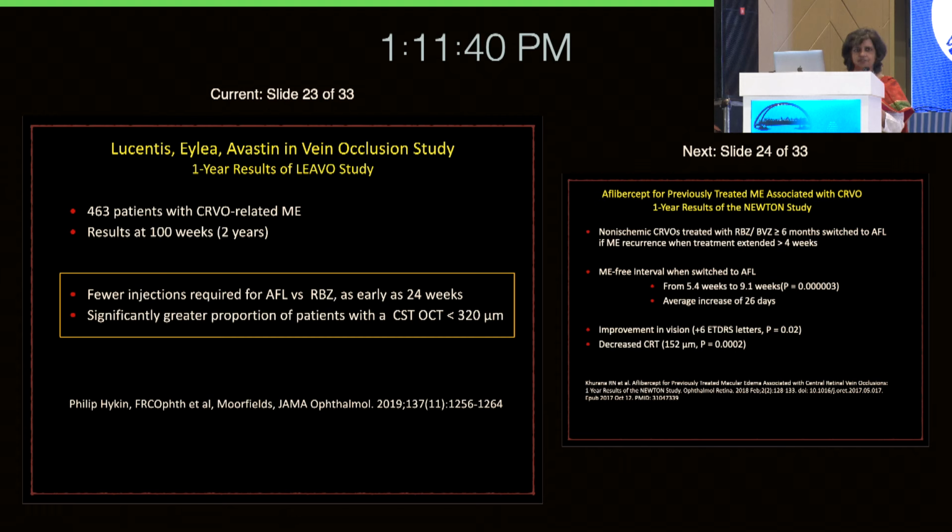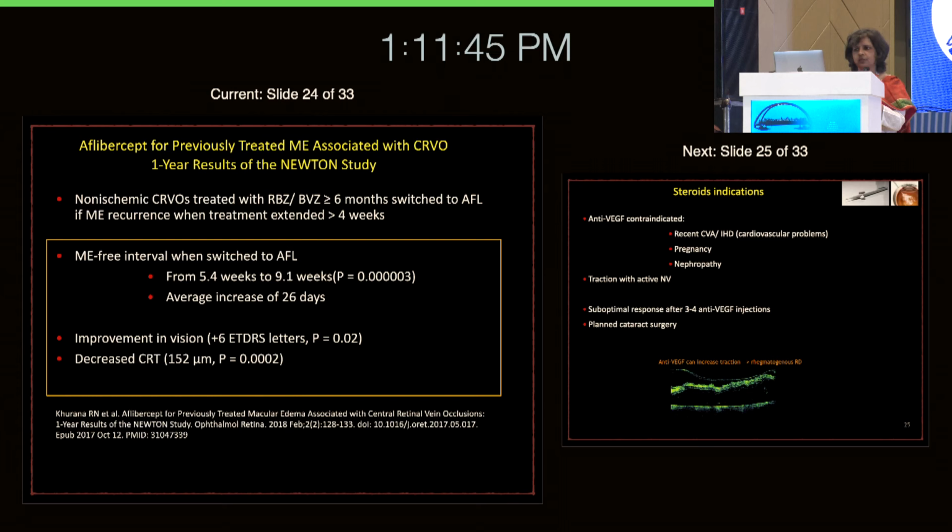And those that are not responding to ranibizumab or require injections every 4 to 5 weeks, if they are switched to aflibercept, the treatment-free interval shifts to 9 weeks from 5 weeks. So it doubles. So it reduces the treatment burden with additional improvement in vision and reduction in central retinal thickness.